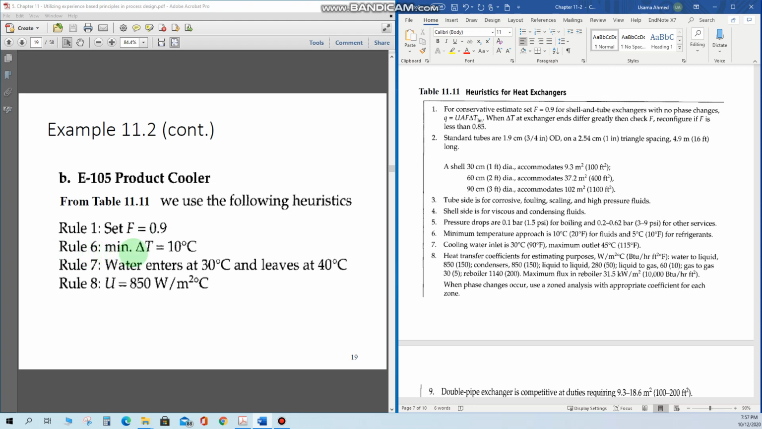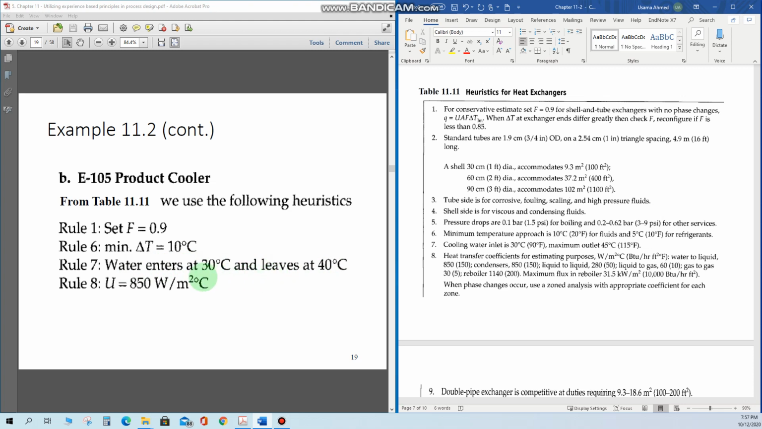Then rule number 6, minimum delta T. Rule number 6: minimum temperature approach is 10 degrees C for fluids and 5 degrees C for refrigerants. Okay. Now what is this minimum temperature approach? If you have studied heat transfer, you know it is basically the difference between the outlet of the hot stream and the inlet of the cold stream. Okay, so that's how you can calculate the approach temperature. Then rule number 7, water enters at 30 degrees C and leaves at 40 degrees C.